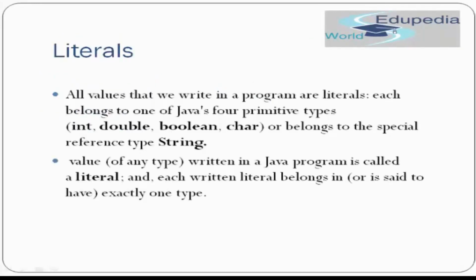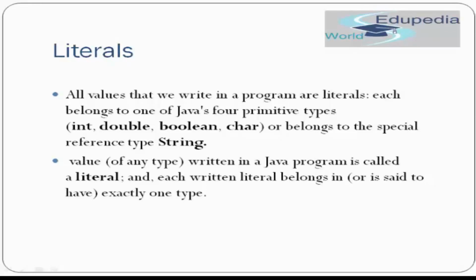Let's study literals. All values that we write in a program are literals. Each belongs to one of Java's 4 primitive types. So these primitive types are int, double, boolean, char, or it belongs to a special reference type called string. So each literal belongs to one of either the 4 primitive types or the type string.